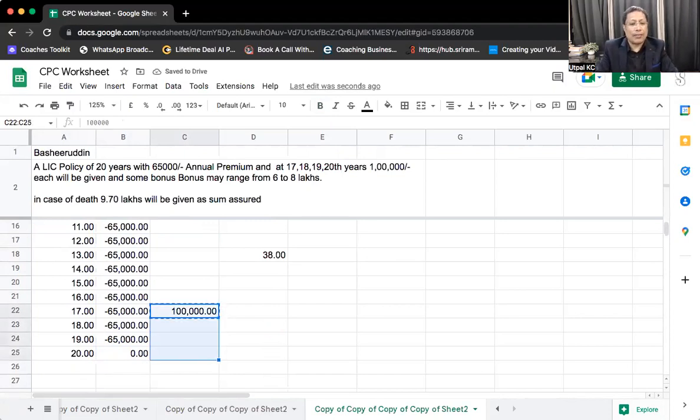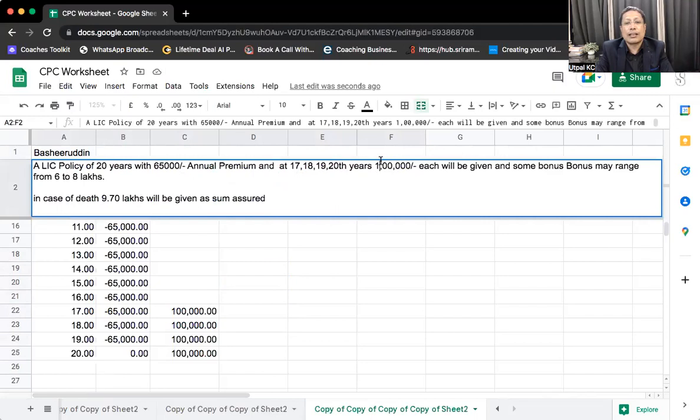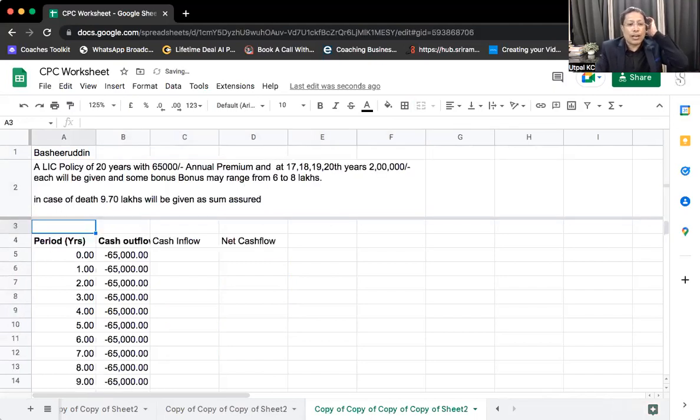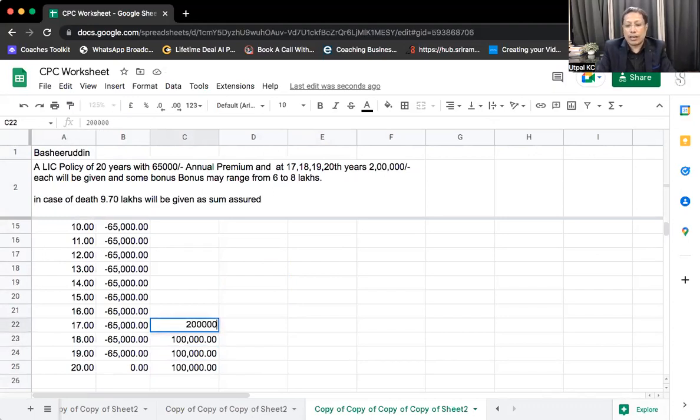We could have done it in one row itself, but okay. 1 lakh, 1 lakh, 1 lakh. Is it right, Basiruddin? Correct? Yes, please correct. 2 lakhs it is here. Oh, you said 1 lakh. 2 lakhs? From 17 to 20, yeah. 2 lakhs, right? Earlier you said 1 lakh, that's why I wrote 1 lakh. 2 lakhs, right? Okay, nice.